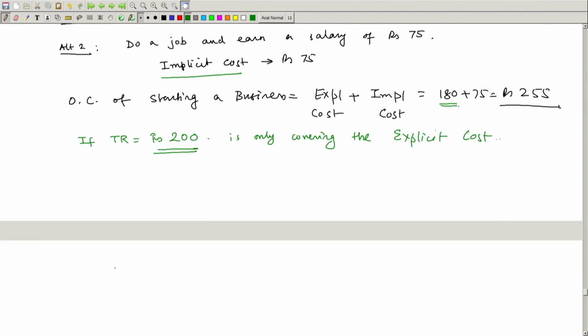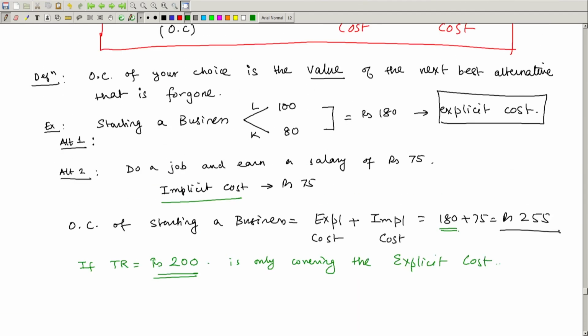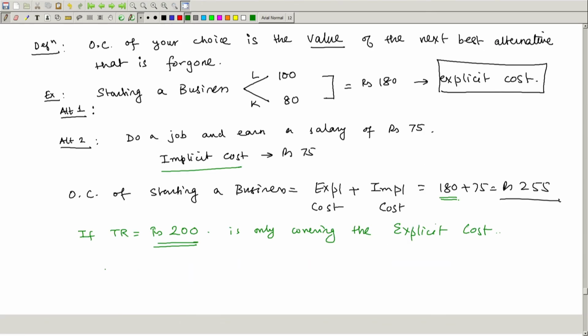Okay, so at this point I will not mention about profit. I've just mentioned the revenue of 200 only covering the explicit cost for you to understand that you want to compare your revenue with the sum of the explicit and the implicit costs. Okay, so this is one way of computing the opportunity cost.